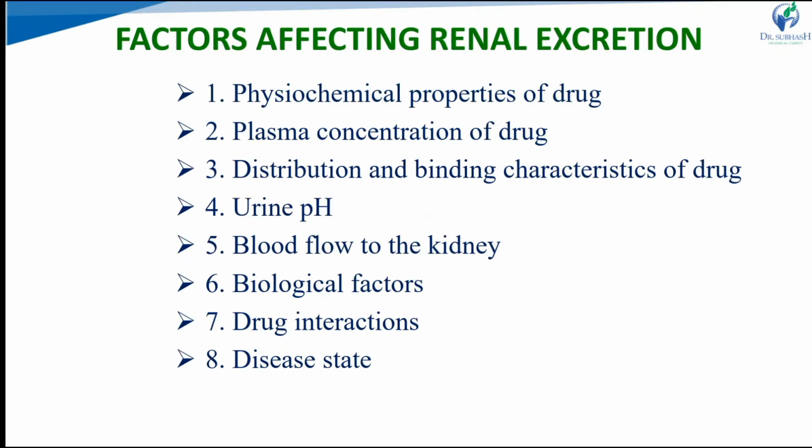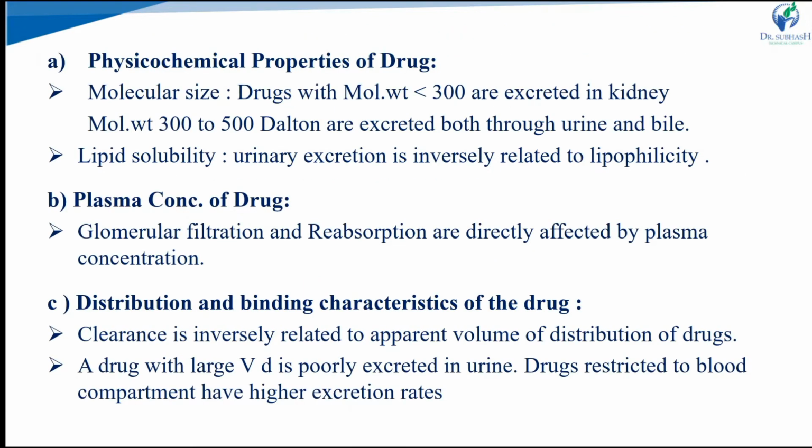Now, the factors affecting the excretion of drugs, or renal excretion. These are the factors: physicochemical properties of the drug, plasma concentration of the drug, distribution and binding characteristics of the drug, urine pH, blood flow to the kidney, biological factors, drug interaction and disease state. All of these affect the renal excretion of the drug in one way or another.